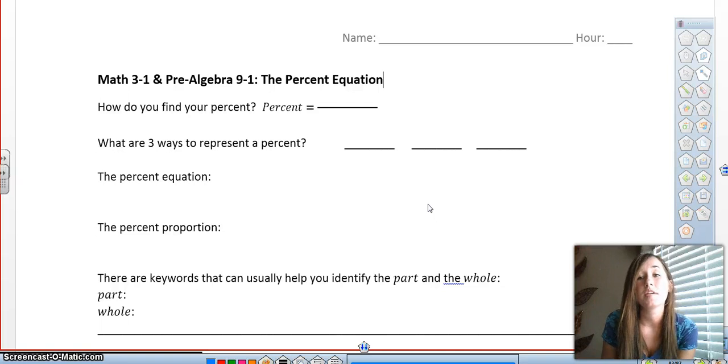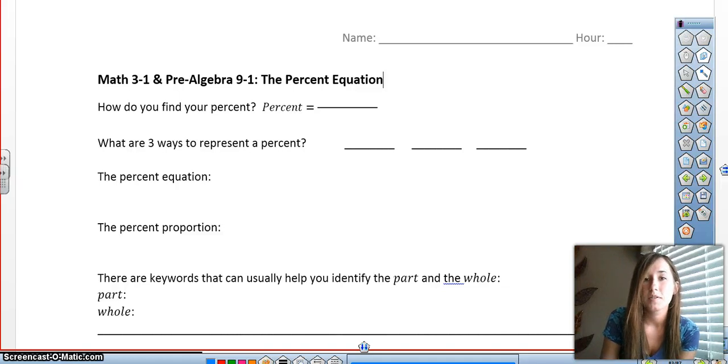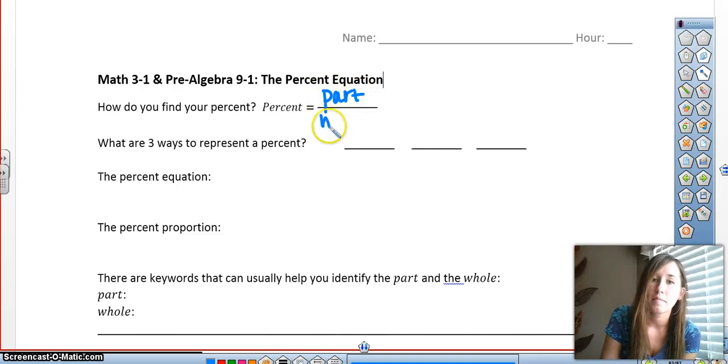Think about maybe when you take a test, when you get your test back, what kind of information or numbers do you need to use, and what do you need to do with those numbers in order to figure out your percent? Well, hopefully you're thinking that you need to know how many questions you got correct and how many total questions there were. A percent is a part out of a whole, or a part divided by a whole.